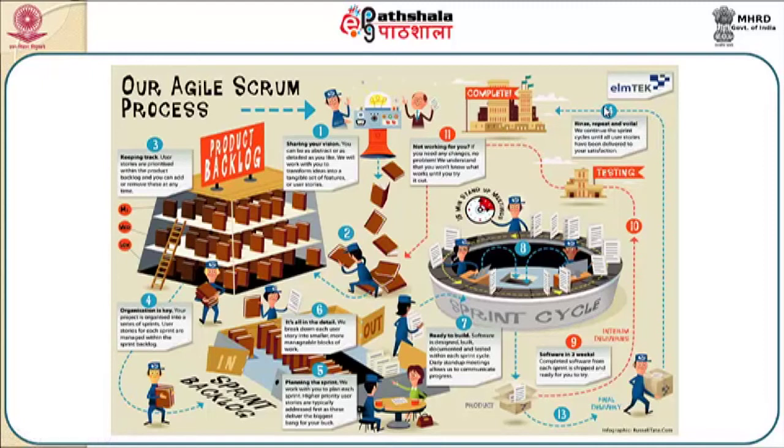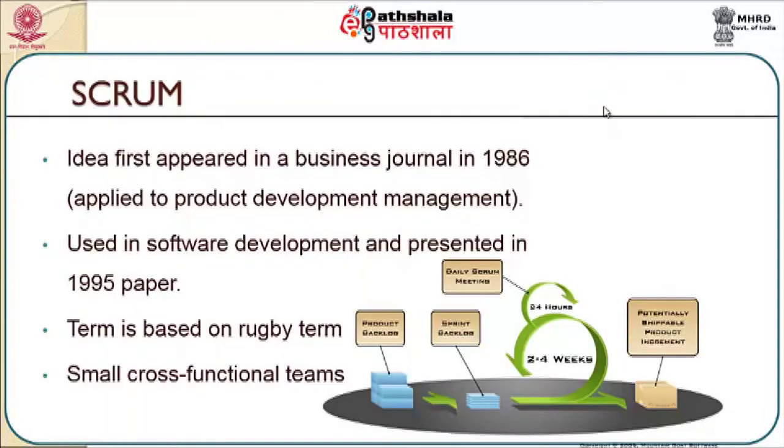This picture gives you a complete explanation of how the Scrum process would really work. So having introduced the word Scrum, this is also an agile methodology, but we have looked at XP practices, that is extreme programming practices, as a previous software development life cycle. And now that we are about to look at Scrum, we will look at some of its history, where the idea first appeared in a business journal in 1986, applied to a product development management system. Scrum for software development was presented in 1995 in a technical paper.